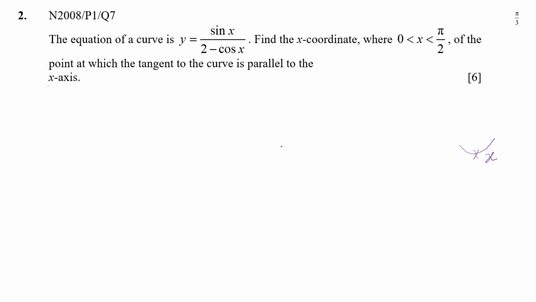So at this particular point, we can have a tangent line. And this tangent line is parallel to my x-axis. So what are the concepts involved here? The x-axis is a horizontal line, right? A horizontal line will have gradient dy/dx equal to 0. Horizontal line will have gradient equal to 0, right?